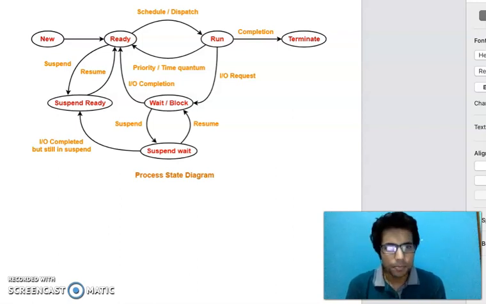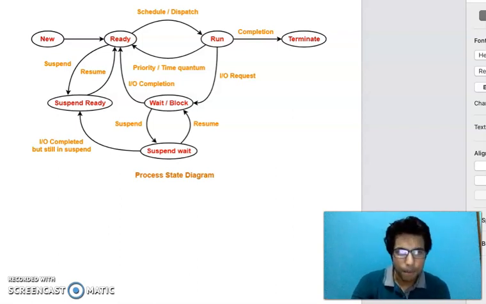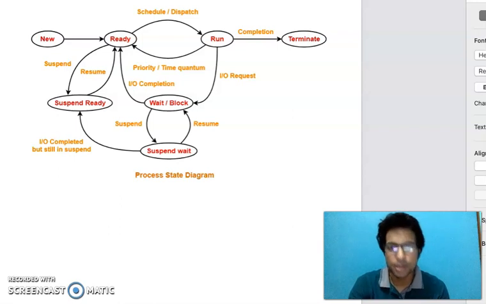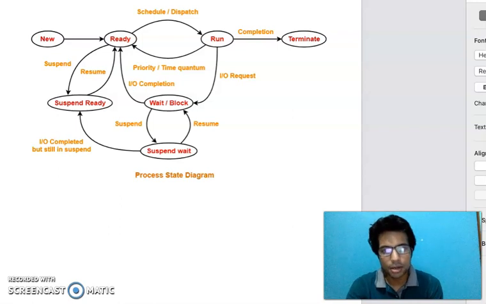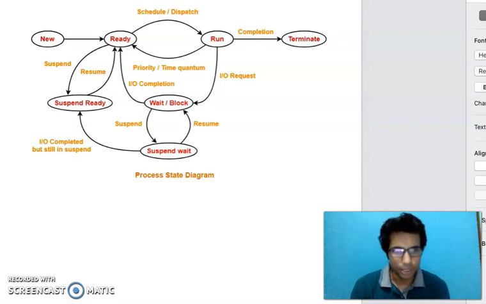In the starting, the first state is the new state. In this state, the process is about to be created but not yet created. It is the program present in the secondary memory that will be picked up by the operating system to create the process. The second state is the ready state.